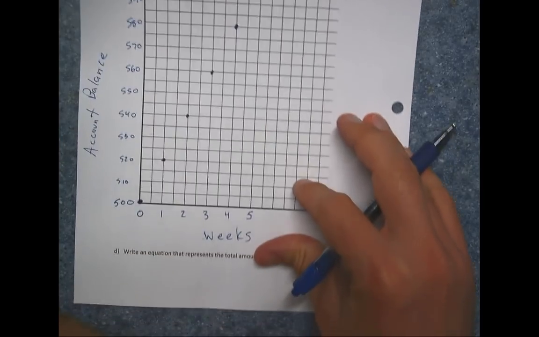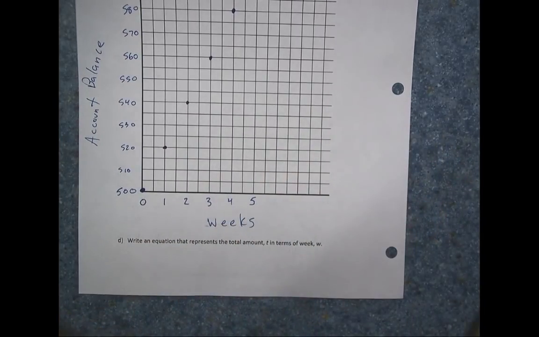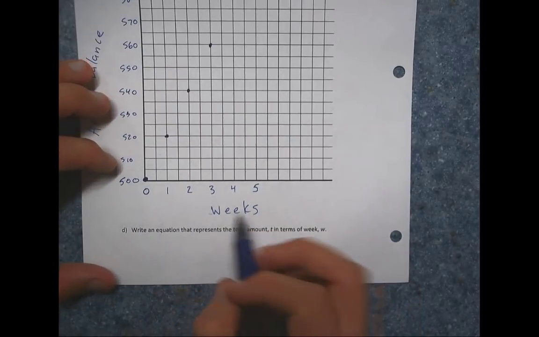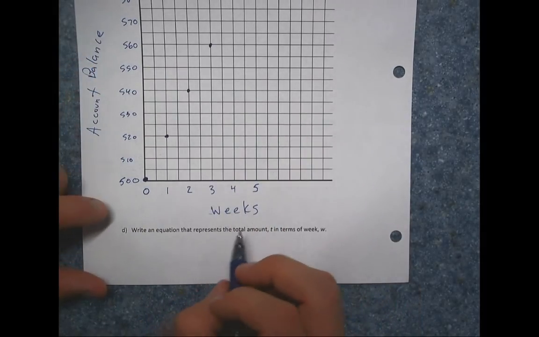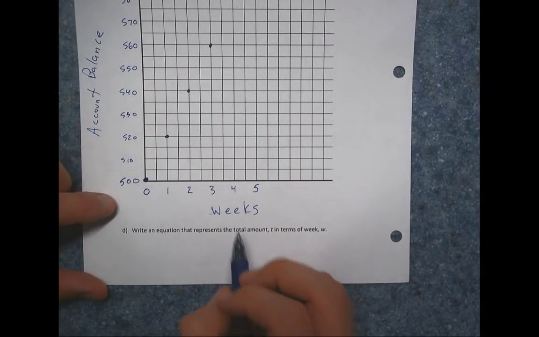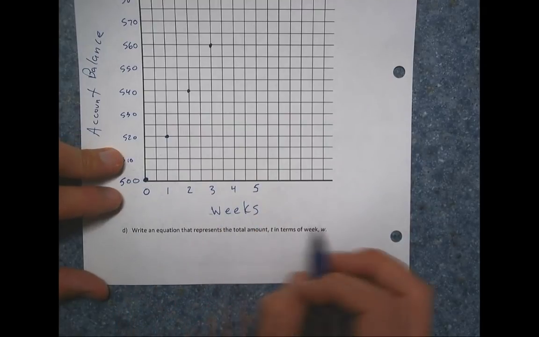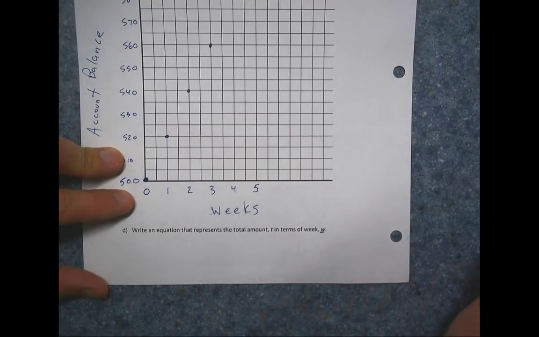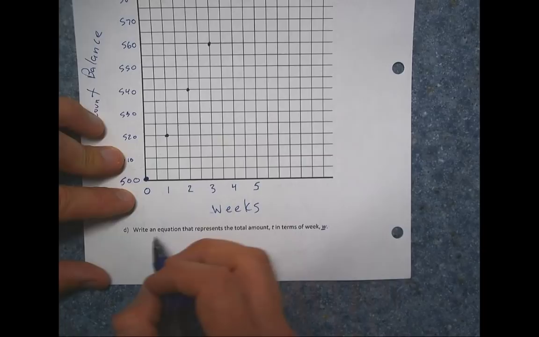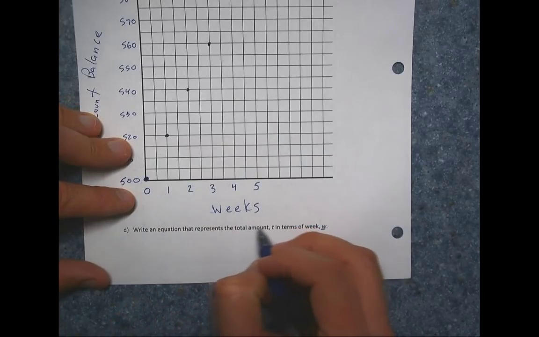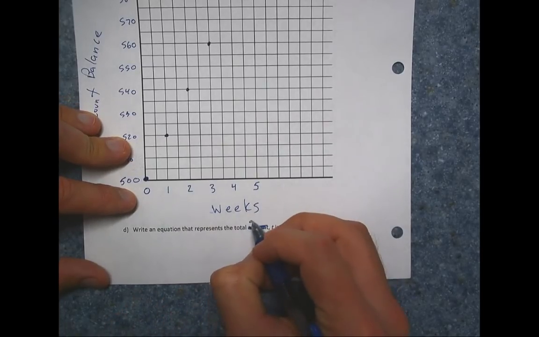All right, one last thing to do now. Write an equation that represents the total amount, T, in terms of the week. So we're talking about how much money. Well, this doesn't even make sense. So we want to write an equation that represents the situation. So basically we want to know how much money is in the account based on how many weeks we're in. So let's fix this. Write an equation that represents the total account.